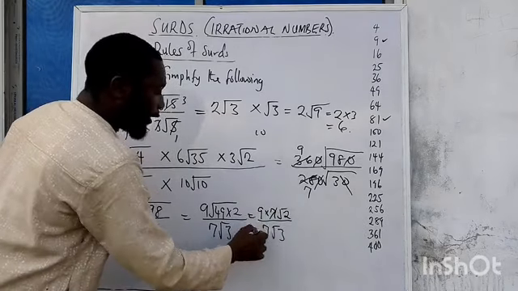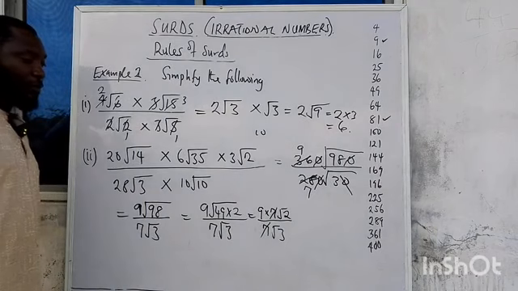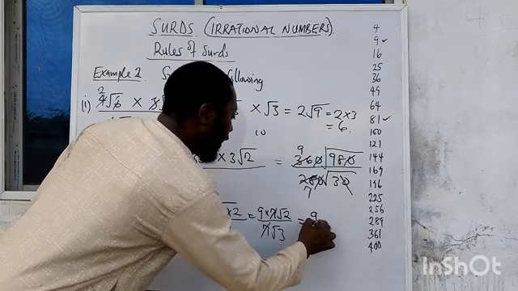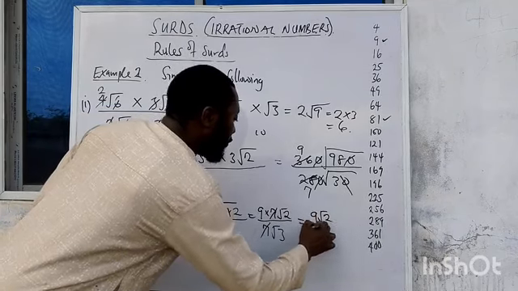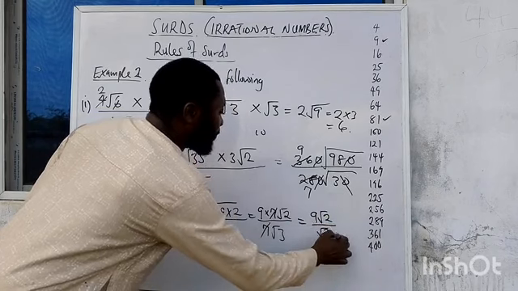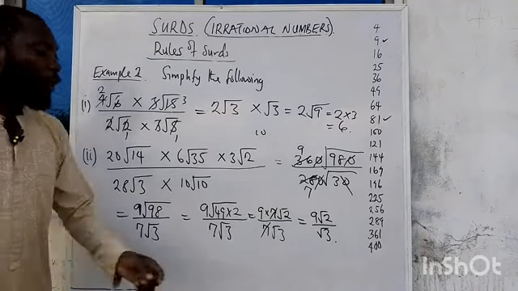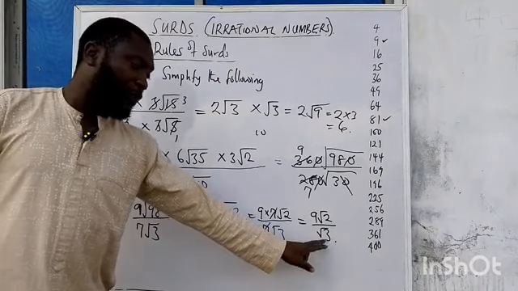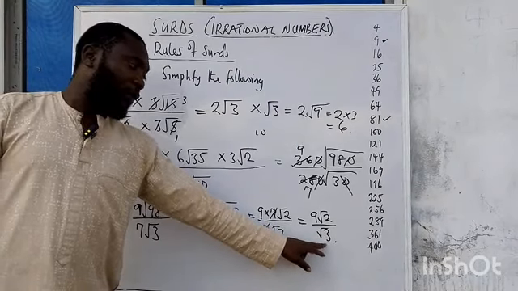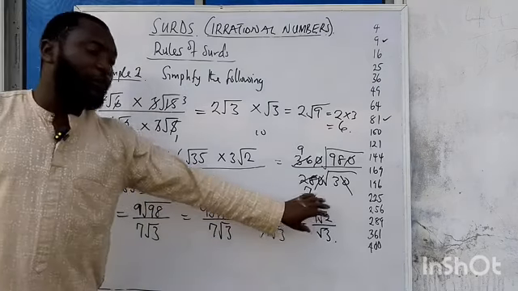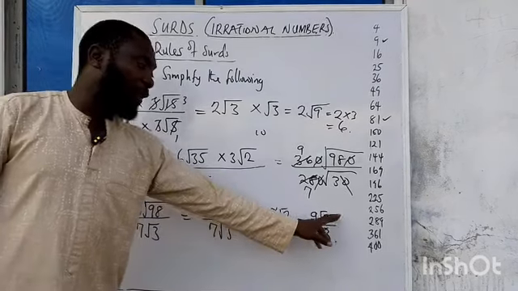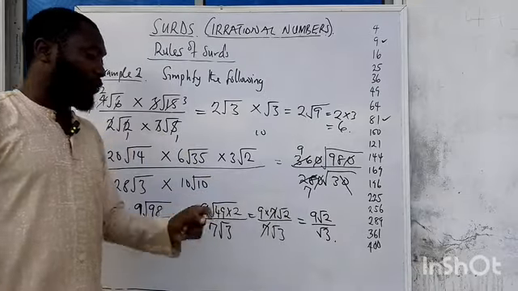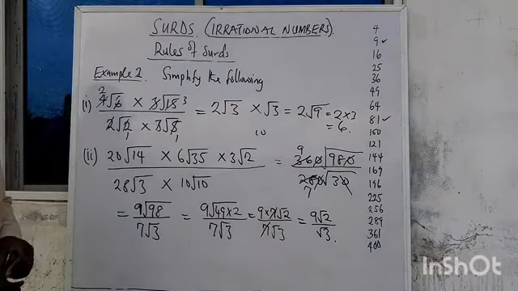Now 7 outside there can divide 7 outside here by division rule of surds. Now what is left is 9 square root of 2 divided by square root of 3. Now you cannot leave this like this, but watch out for my video on rationalization of surds, on how to go about this. So you cannot leave your result like this. Because our lesson is not going to that stage at this level, I will need to stop here for division of surds.